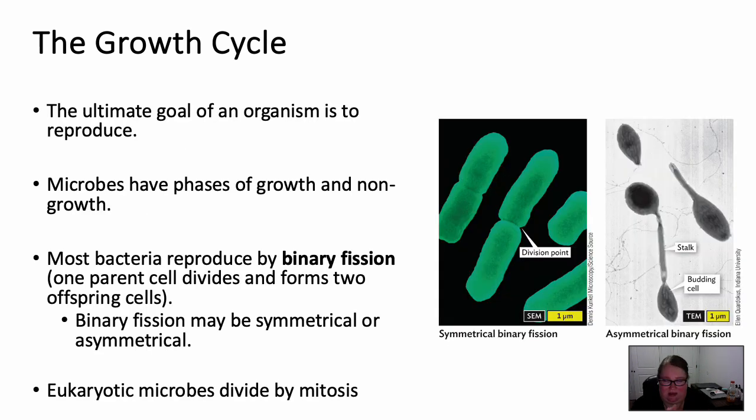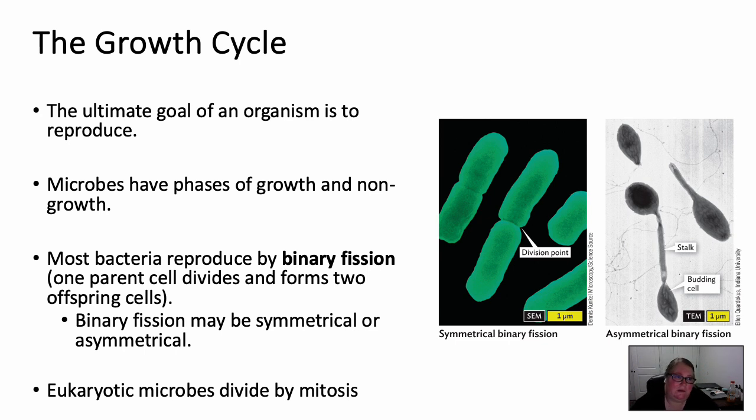Okay, all living things have one ultimate goal. All living organisms have the goal to reproduce and have offspring and pass their genetics on to the next generation. That's what all living things are trying to do. Bacteria and microbes are the same. Their ultimate goal is to reproduce.